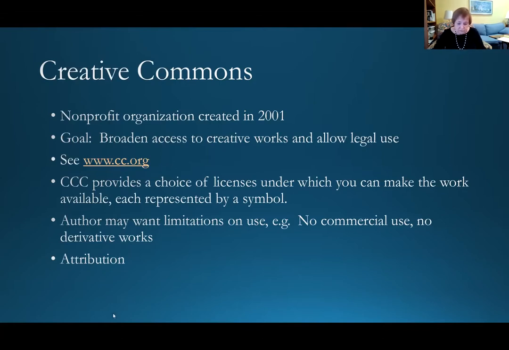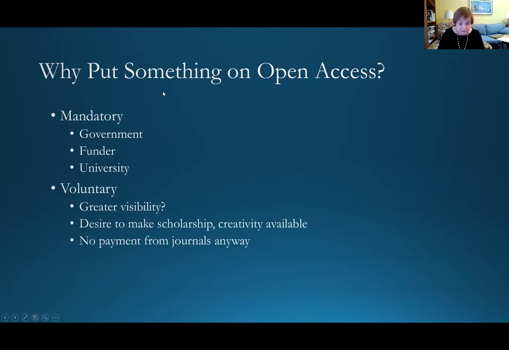Okay, so just in winding up, why put something on open access? Well, it could be mandatory. That mandate could come from the government, from the funder, we've heard a lot about that, or from your university. Universities have their own archives and their own strategies for getting works put on this repository. I remember reading that when Harvard started this, you were required to put your articles in their open access repository, but you could get an exception from, I don't know, the dean or someone, to keep it off that repository.